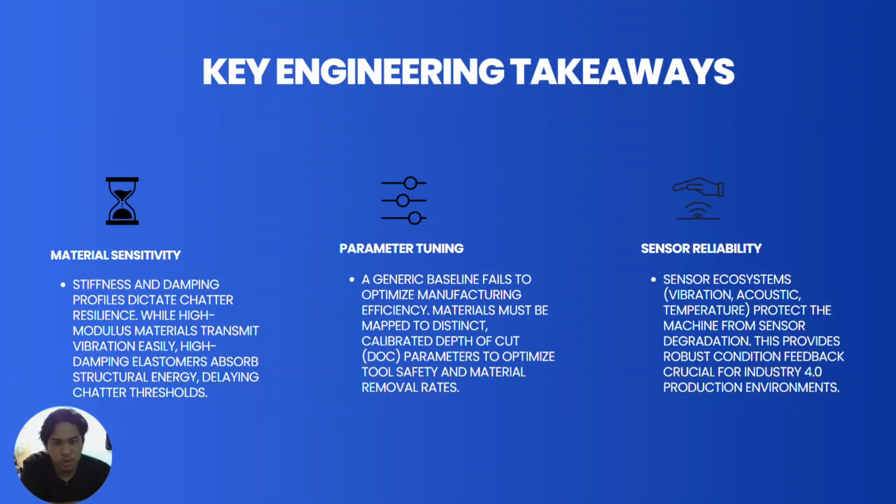To conclude today's presentation, let us review our core engineering takeaways. First, material stiffness and damping profiles strictly dictate chatter resilience. Second, harder materials like mild steel and aluminum reach chatter much earlier on a continuous-contact lathe at 1.3 mm than on an intermittent milling machine at 1.5 mm.